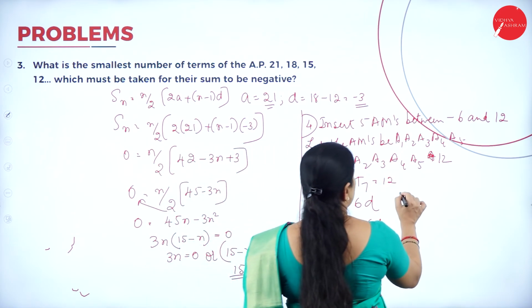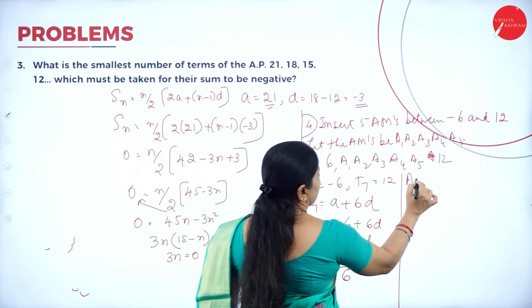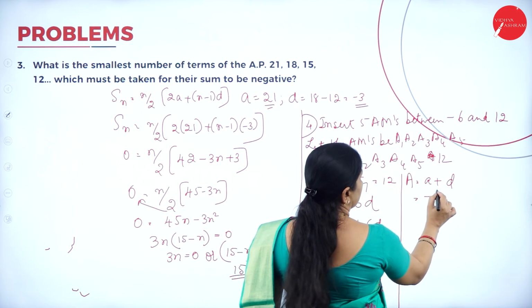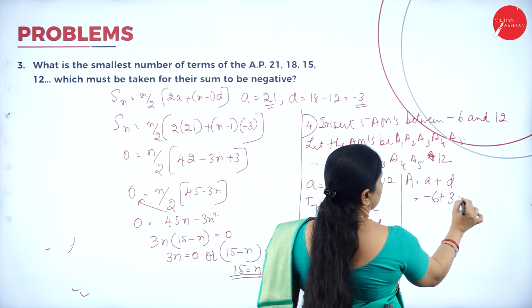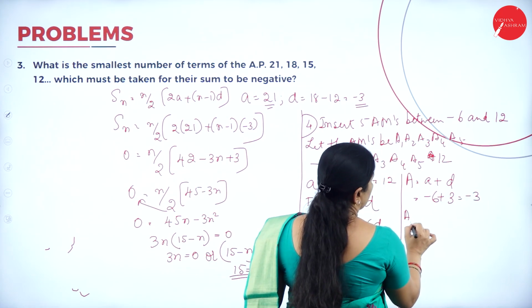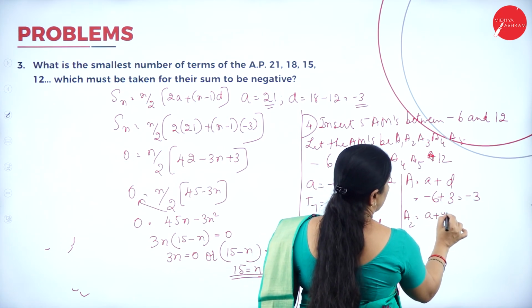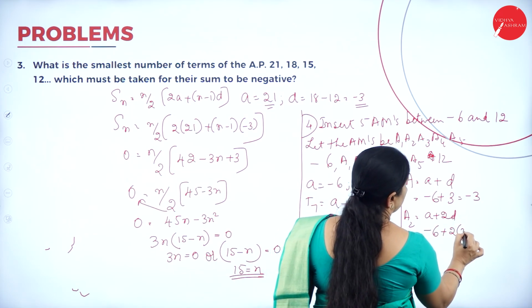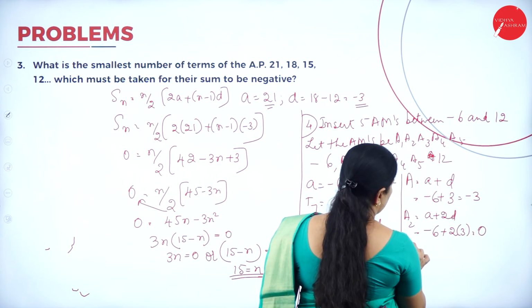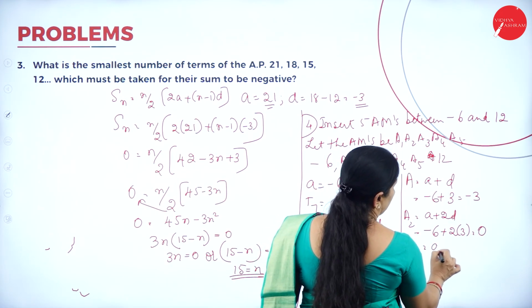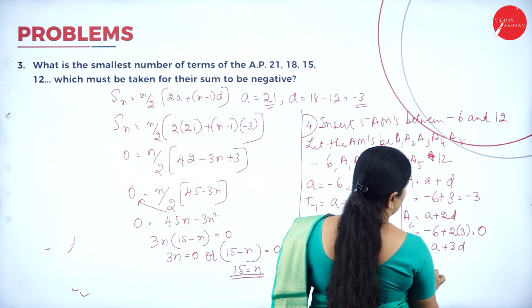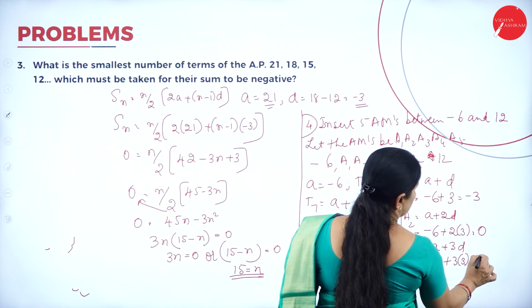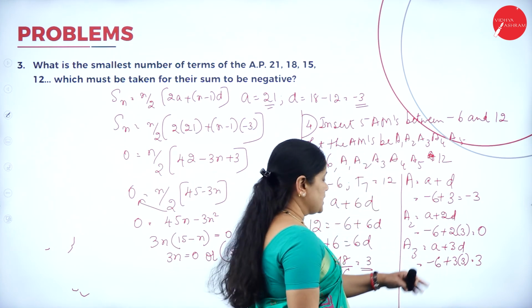So I write A1 equals A plus D. So that is, what is A here? Minus 6 plus 3, that is minus 3. Now A2 will be A plus 2D. So minus 6 plus 2 into 3, 0. A3 will be A plus 3D. So minus 6 plus 3 into 3, that is 3. 9 minus 6 is 3.